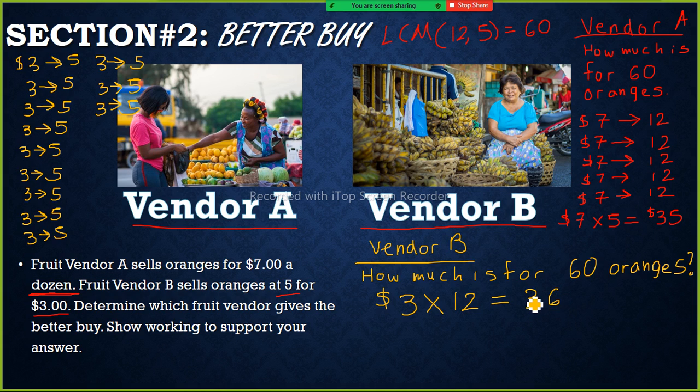So for vendor A, you got 60 oranges at $35. For vendor B, you got 60 oranges for $36. So who has the better buy? Vendor A. Very good. So the answer is vendor A has the better buy.